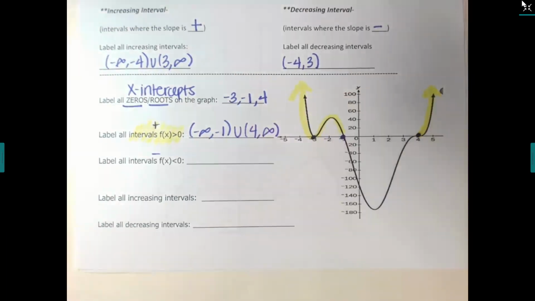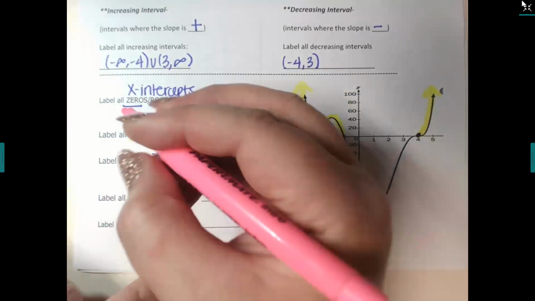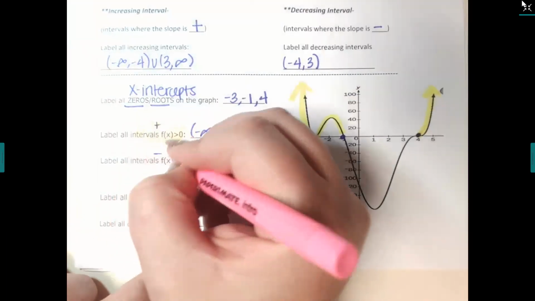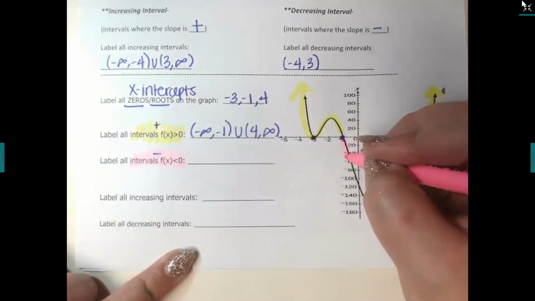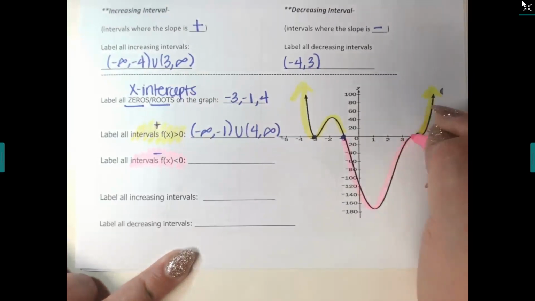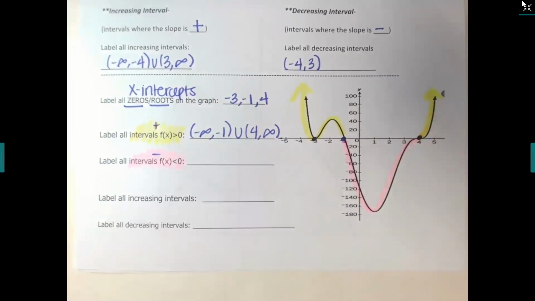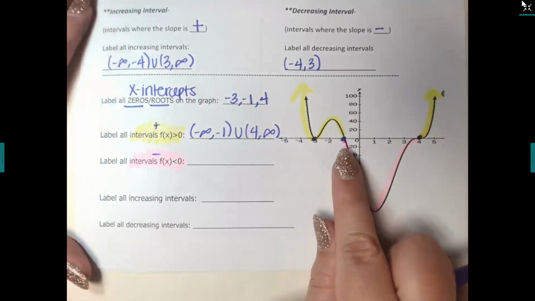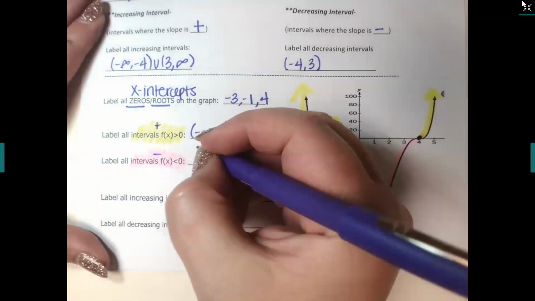Okay, my negative interval is going to be where I'm below the x-axis. And so I noticed that I had this section here that's below the x-axis, or a negative interval. So that's staying between -1 and 4.